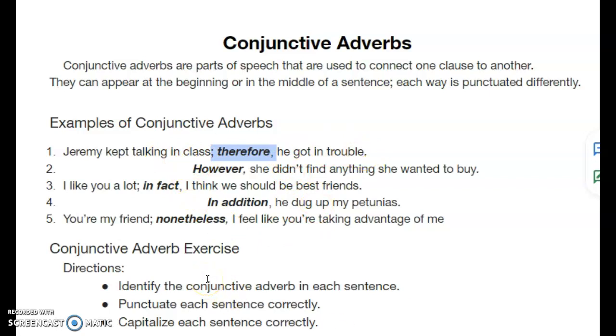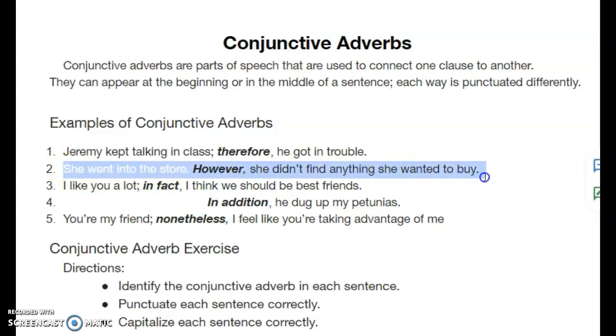All right. I did say up here that you could use it at the beginning of a sentence, and you can, and I've got it down here. So here it says, however, she didn't find anything she wanted to buy. And so the sentence starts with however. However, comma, she didn't find anything she wanted to buy. This doesn't really make sense without a sentence in front of it.